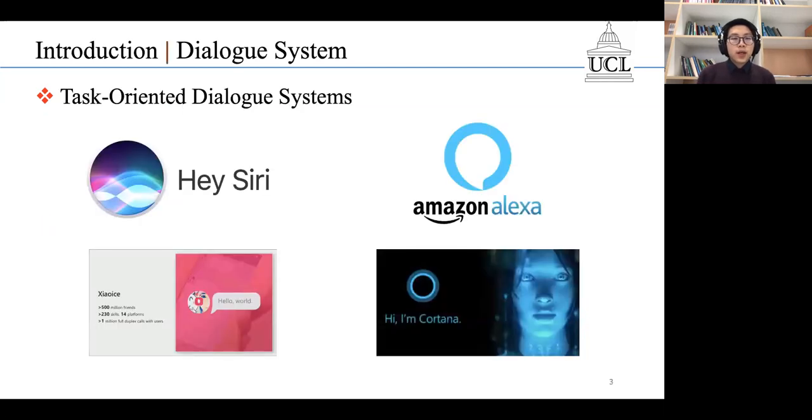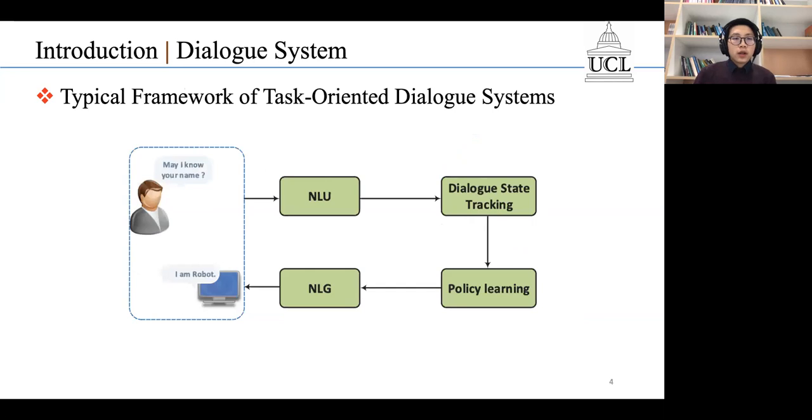Nowadays, we have seen many dialogue system products such as Apple Siri, Amazon Alexa, Microsoft Xiaoice, and Cortana. These systems can work as personal assistants and help us accomplish many tasks. The typical framework of task-oriented dialogue systems has four components, including natural language understanding, dialogue state tracking, policy learning, and natural language generation. From this framework, we can say that the dialogue state tracking component is pretty important because its output will influence the subsequent two components.